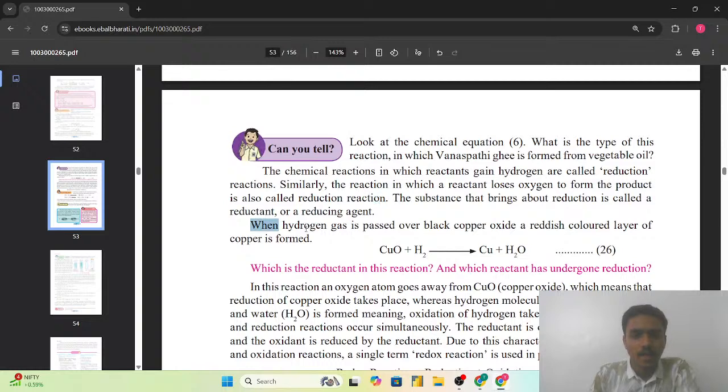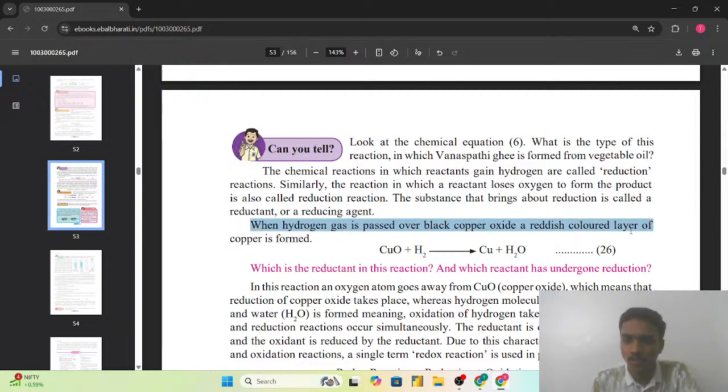So when hydrogen gas is passed over a black copper oxide, a reddish colored layer of the copper is formed. मतलब copper oxide जब we are reacting it with hydrogen leads to the formation of copper and water. This is a simple reaction, but in this reaction we can see here that hydrogen gas is combining with the copper oxide, that is leading to the formation of copper and water. तो यहाँ पर हाइड्रोजन गैस इन्वॉल्व हो रहा है यहाँ पर रिएक्टेंट साइड में, that leads to this reaction as the reduction reaction.